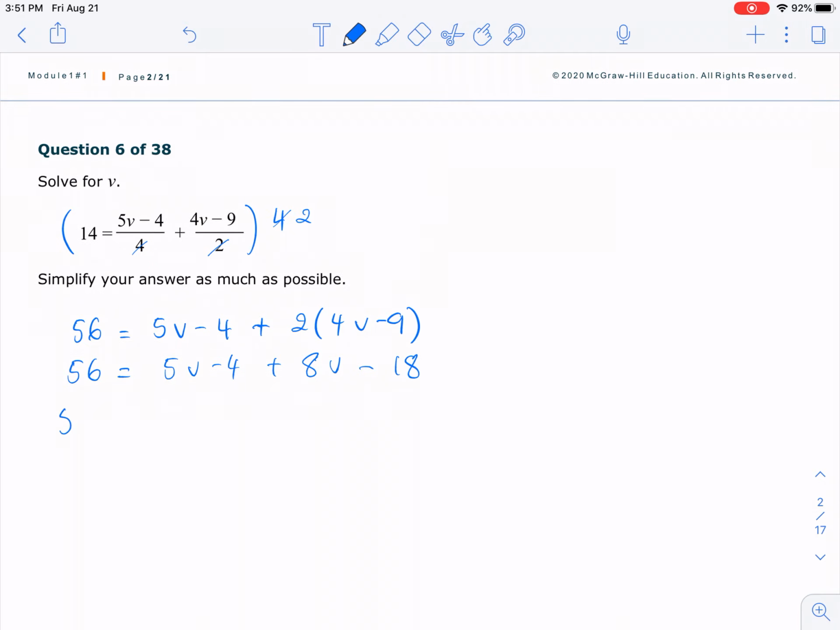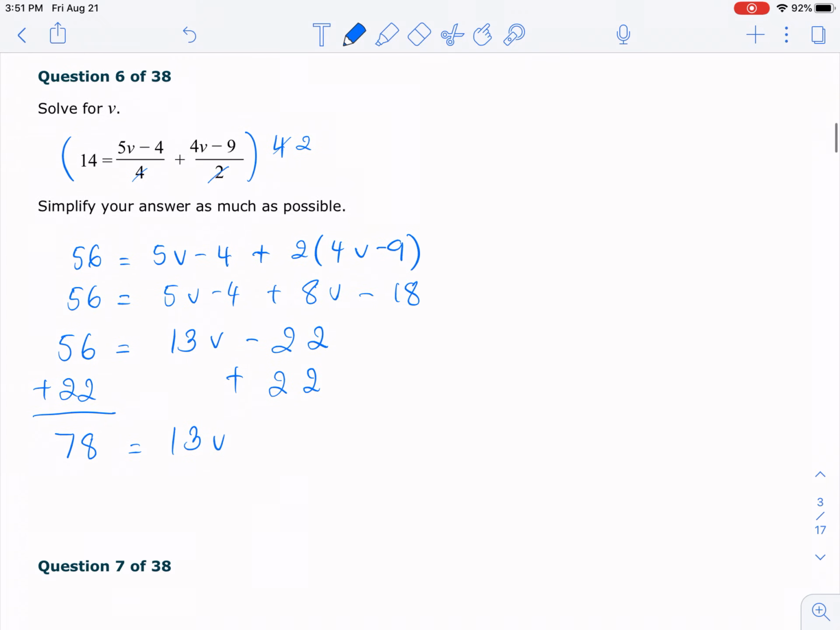Same thing, combine like terms. So we have 13v, like terms, negative 4 minus 18, negative 22. And then I can add 22, add 22. So that's 78 equals 13v. And then you divide by 13, you divide by 13. So v is 6.